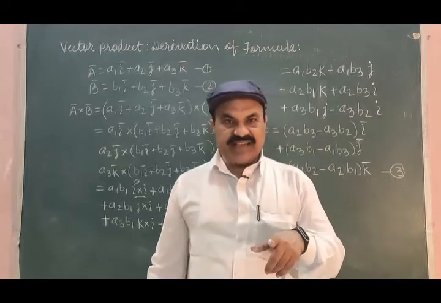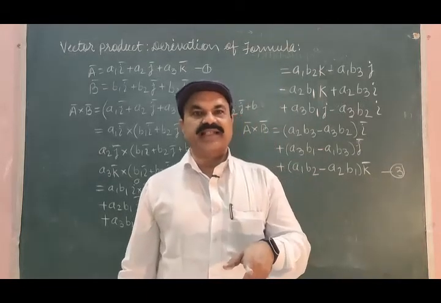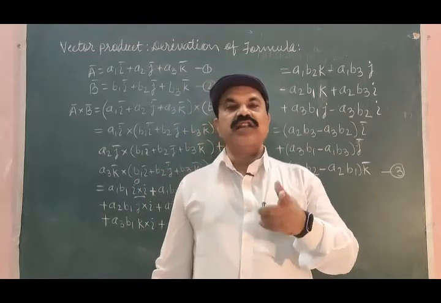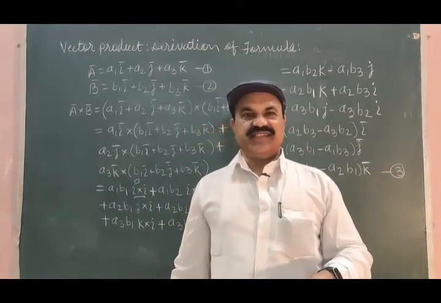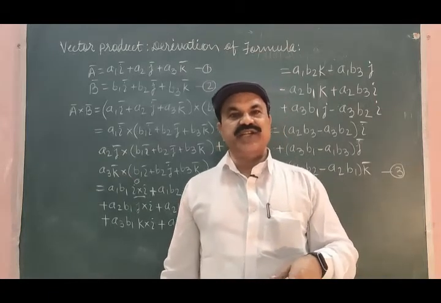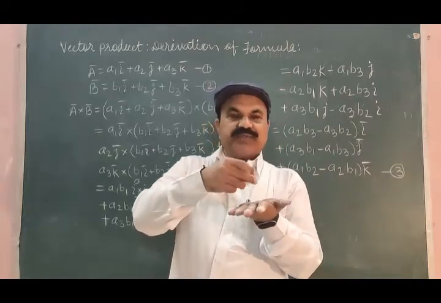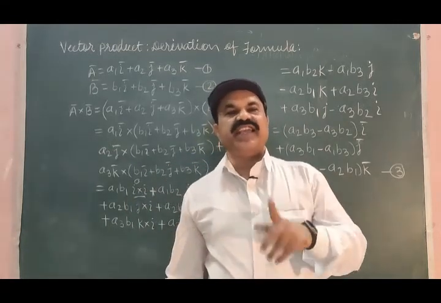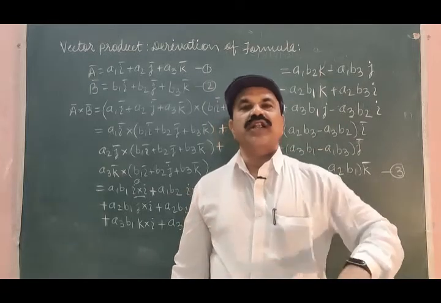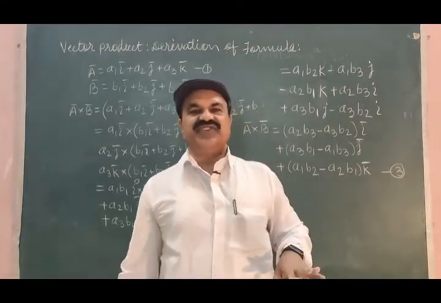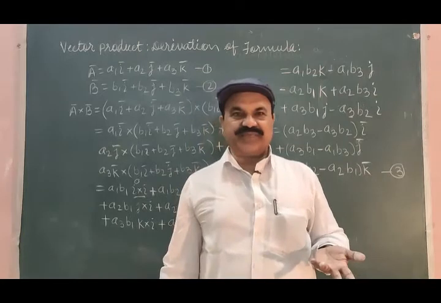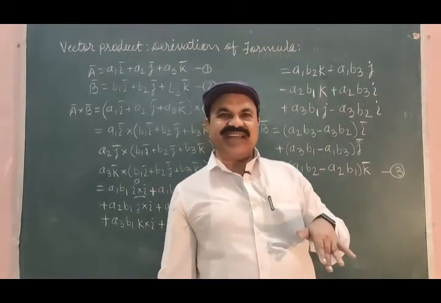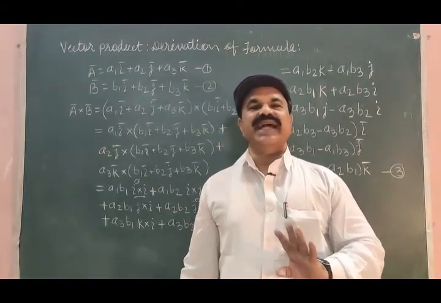J cross k is equal to I. J and k are coplanar non-parallel vectors, and therefore j cross k should be equal to I, which is perpendicular to the plane containing j and k, which are not parallel to each other. Opposite of this, instead of j cross k, if we go for k cross j, that will be equal to minus I.